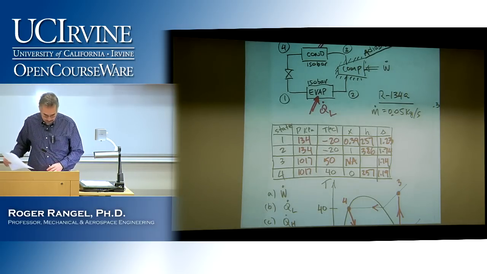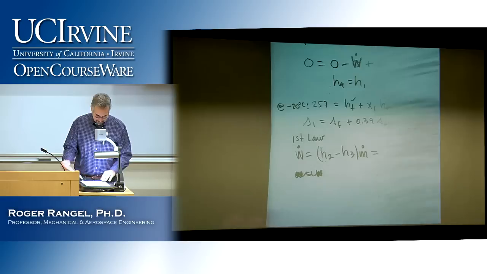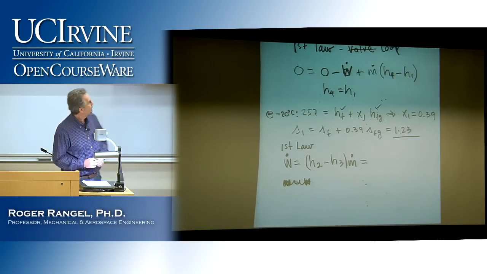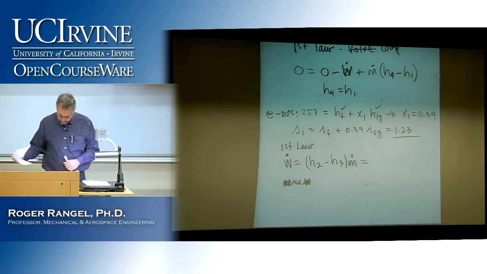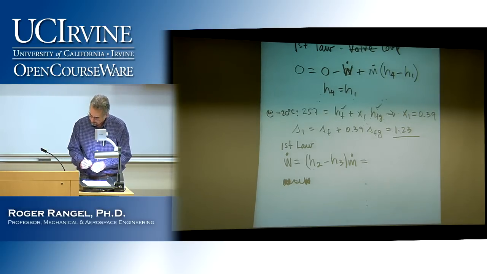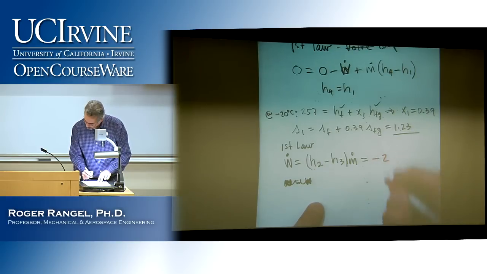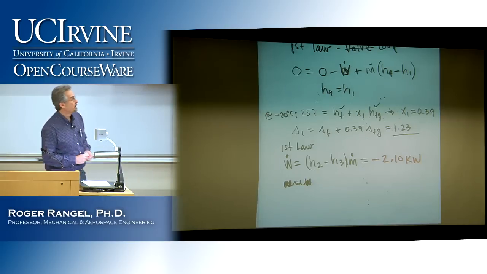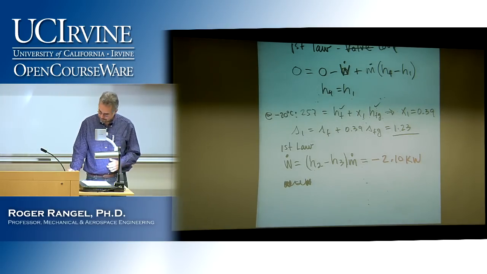Once you have the H, then we can go back to our calculation here, and now we have everything: H2, H3, M dot. So we do this and this comes out as negative 2.10 kilowatts. Negative, correct. It's a check for us that it is negative, since it is into the compressor.